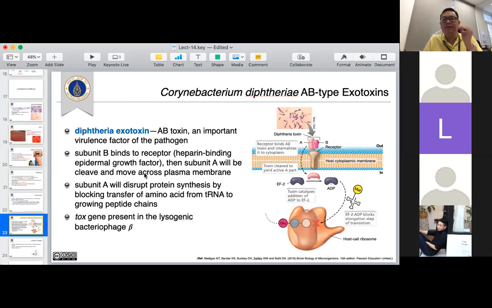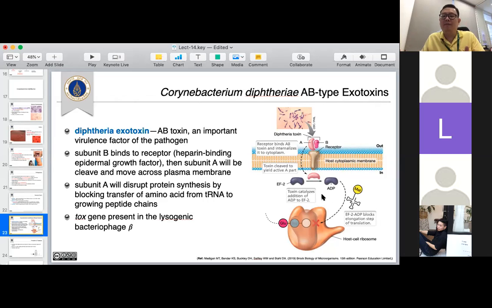The AB type is a toxin made from two big subunits, A and B. In this case, part B of the toxin will bind to the receptor of the host. The B side binds to the receptor. Once they bind together, they split, and part A goes inside the cells. So A moves down into the cells and interferes with protein synthesis. That's diphtheria toxin, the AB type.